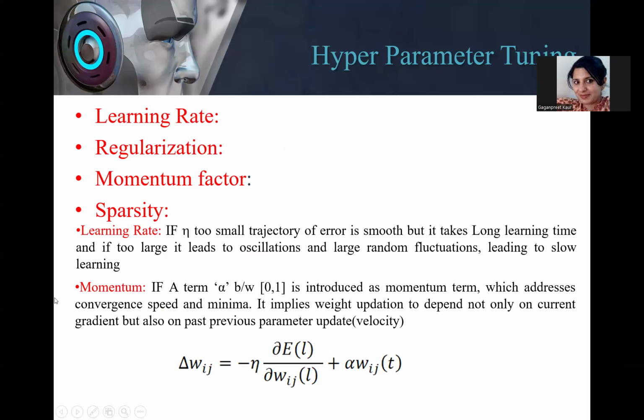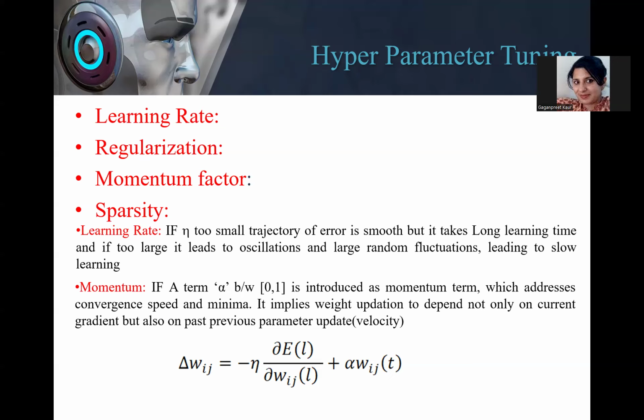When I talk about hyperparameters, there are four main parameters in general: the learning rate, regularization, the momentum factor, and sparsity. When I say learning rate, we've already seen that in backpropagation also. Learning rate has a typical value between 0 and 1, which controls the step size in which I'm moving along the trajectory of my error surface. When I'm going from one point to another, what is the step size? What is the jump I'm going to take?